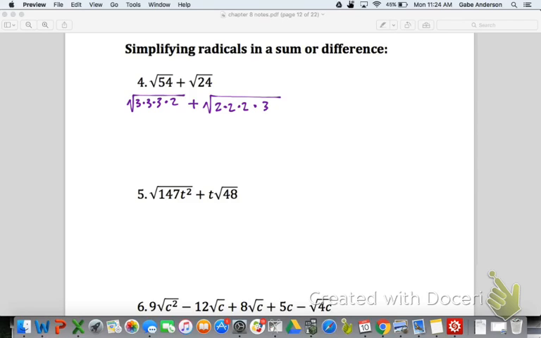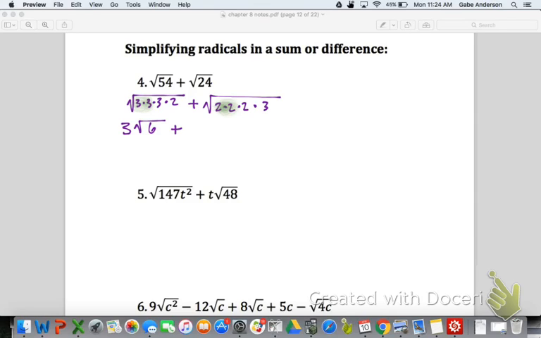Now as we try to simplify this, remember we're looking for groups of 2 to pair off. In the first radical I see a pair of 3's that could come out, and so that would end up looking like this: 3 times the square root of 3 times 2, which is 6. And then in the second radical, something similar happens. There's a pair of 2's that get to come out as just a group of 2.